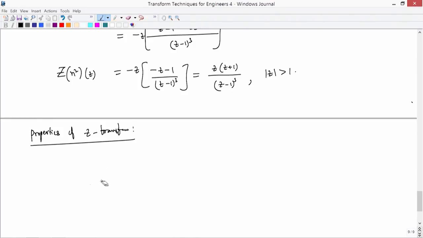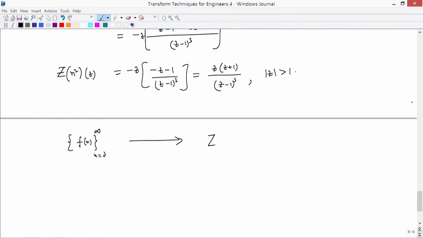So as usual, before I do this, what is it? So far we calculated, given f of n as a sequence, n from 0 onwards, a sample, I have a z transform. The z transform is a function of z. If I call this capital F, I write capital F of z. So if I define this as capital F of z, the z transform of f of n, the sequence, then given this, I have this z transform.